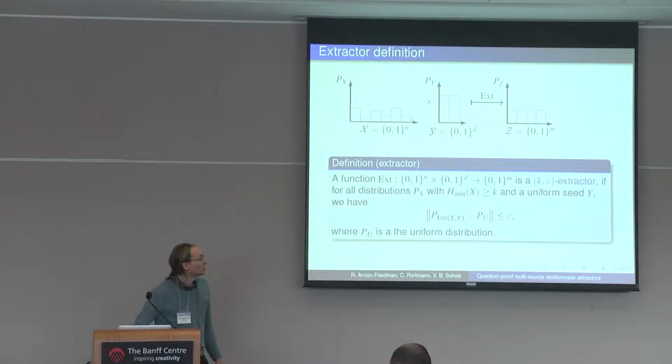and it allows us to produce some output which is uniform, or close to uniform. So the definition in the classical literature, and here I'm only talking about classical functions, classical inputs and outputs for the moment, is a function which takes these two inputs, one long of length n and a short seed, and produces this output. And we say it's a (k, epsilon) extractor if two things hold. Firstly, the probability distribution of the output has to be close to the uniform distribution, with some error epsilon. And secondly, we want this to hold for all distributions X which have min-entropy k.